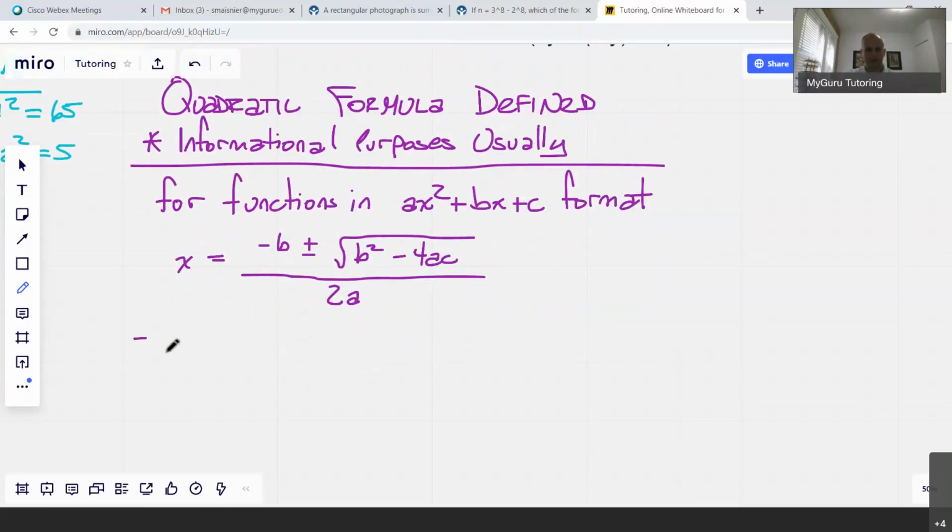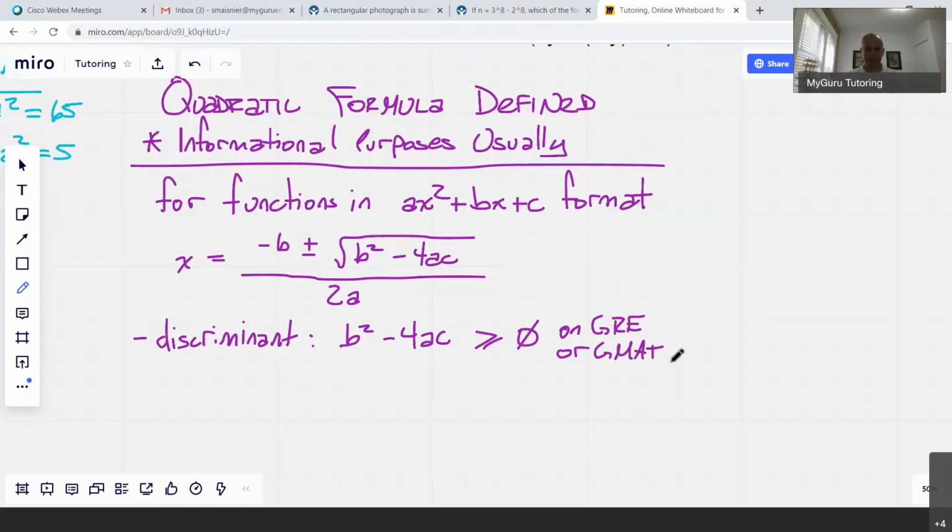But what is known as the discriminant is the b squared minus 4ac part. And for these exams, rather than saying it cannot be negative, I'm just going to say that b squared minus 4ac must be greater than or equal to 0 on the GRE or the GMAT. Because otherwise, we're going to have to be taking the square root of a negative, and we're getting into imaginary numbers, and imaginary numbers are not the purview of the GRE or the GMAT.